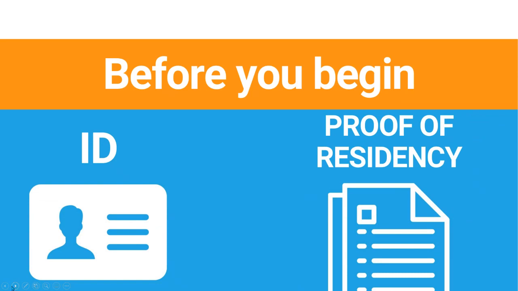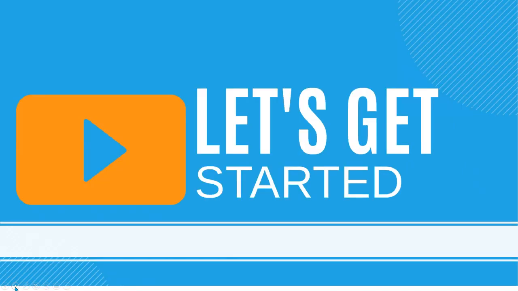Before you begin, you must have two things. First, you need a valid photo ID. That's a driver's license, passport, or state ID. And then the next thing you need is proof of residency. Proof of residency could be in the form of a lease or the deed to your home, and there are other options we will show you in the presentation. Once you have your ID and your proof of residency, you're ready to get started. So let's go through and show you what it takes in order to verify your child's registration.